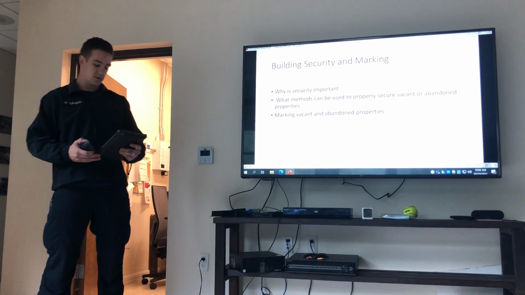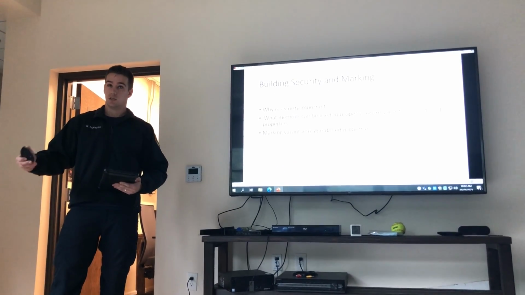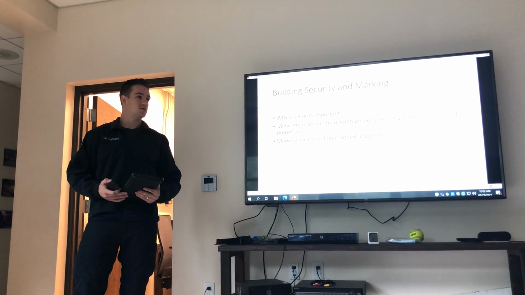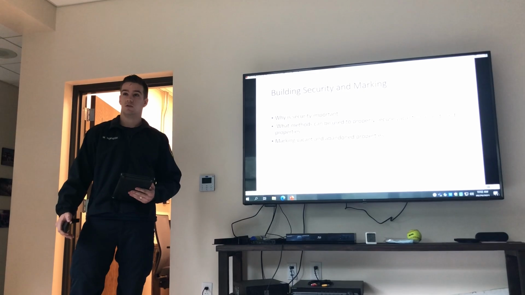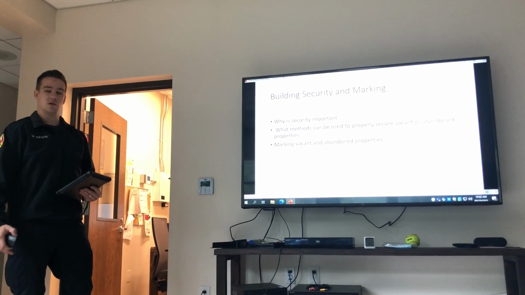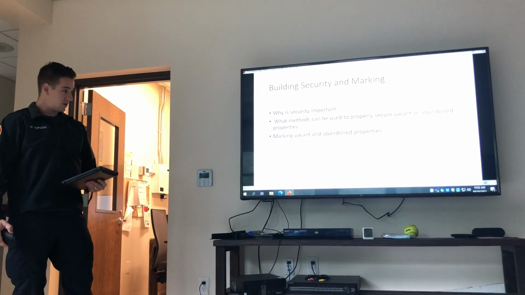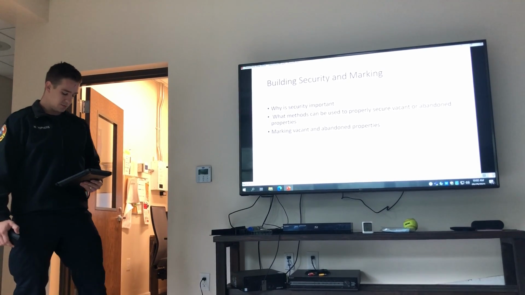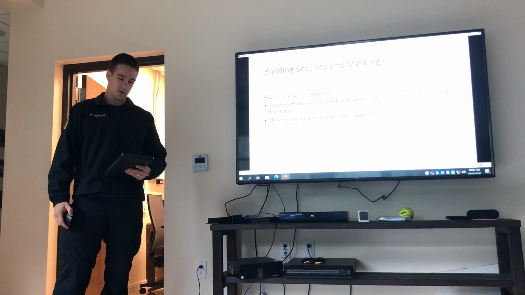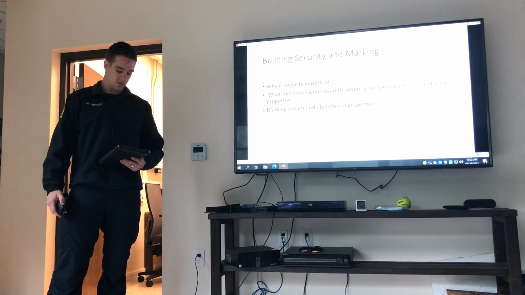The way these properties should be secured depends on the location of the building and the condition of the building. So some houses in residential neighborhoods might just need to have the doors locked or the windows secured, whereas other buildings might require plywood, other boards and materials in order to secure those buildings. Marking vacant and abandoned properties. As far as marking these buildings, different jurisdictions may use different systems, so it's up to the evaluator to be aware of the methods that they need to use for that.